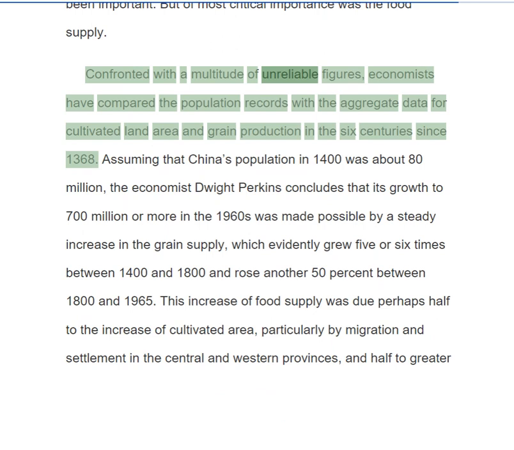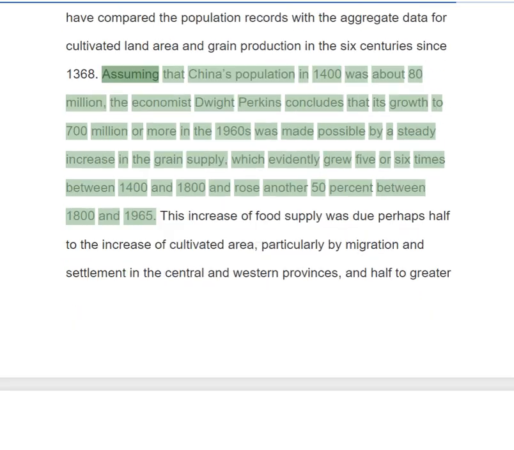Confronted with a multitude of unreliable figures, economists have compared the population records with the aggregate data for cultivated land area and grain production in the 6 centuries since 1368. Assuming that China's population in 1400 was about 80 million, the economist Dwight Perkins concludes that its growth to 700 million or more in the 1960s was made possible by a steady increase in the grain supply, which evidently grew 5 or 6 times between 1400 and 1800 and rose another 50% between 1800 and 1965.